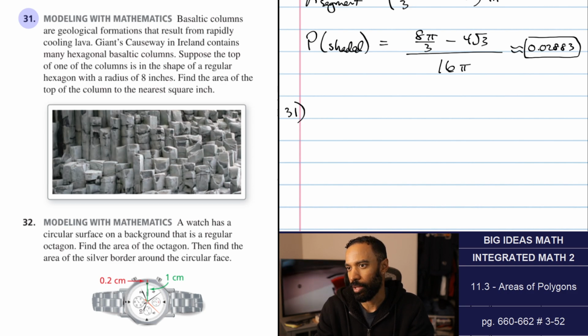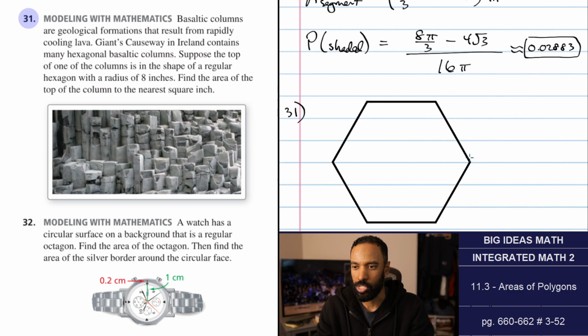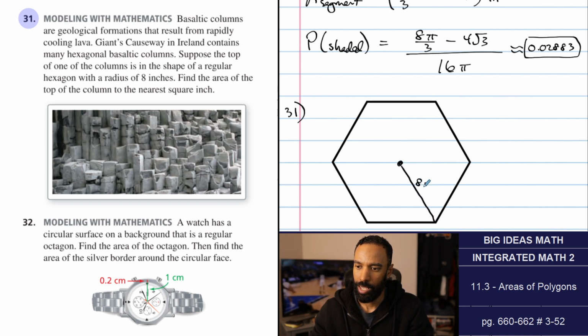This time I'm just going to draw out a regular hexagon. I actually have the tool. So this is the top of one of those basaltic columns. Okay, just deal with it, right? It just is. They said that the radius is 8 inches. So for this, we're talking about that 8 inches.